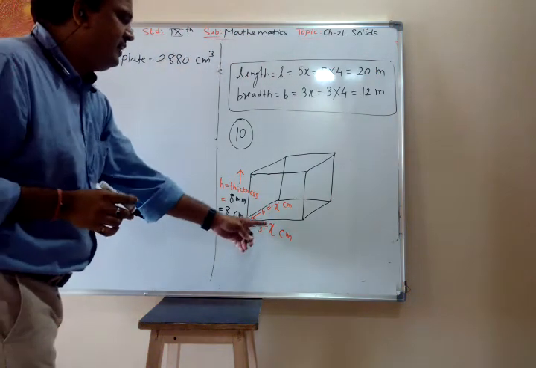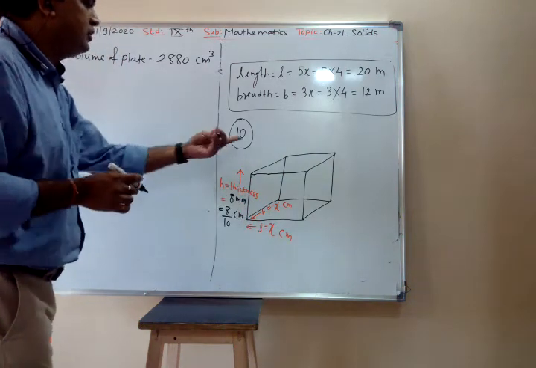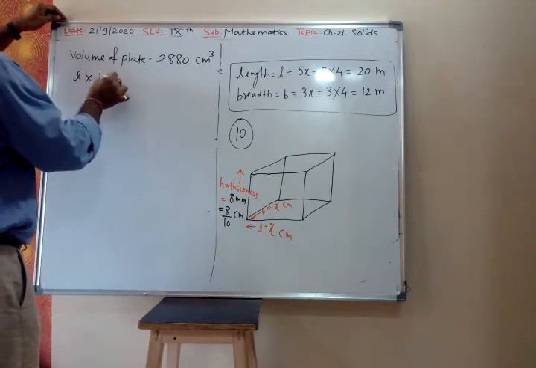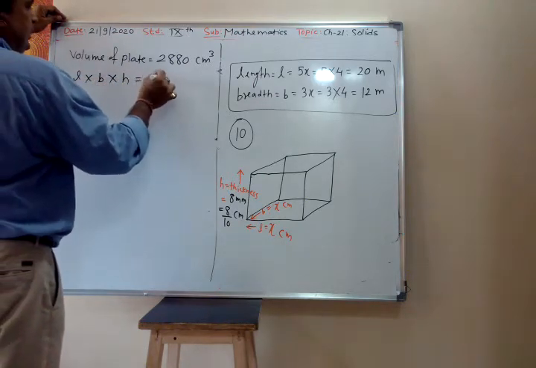But length and breadth, they are equal. Height is different, so it becomes a cuboid. So what is the formula for a cuboid? L into B into H. Yes, the volume is 2880.